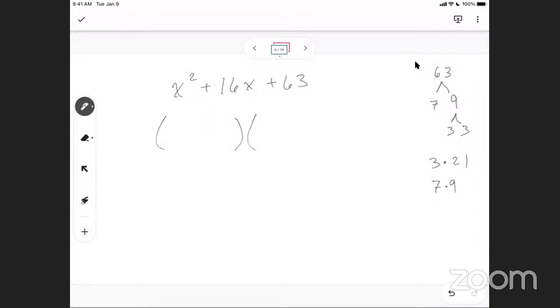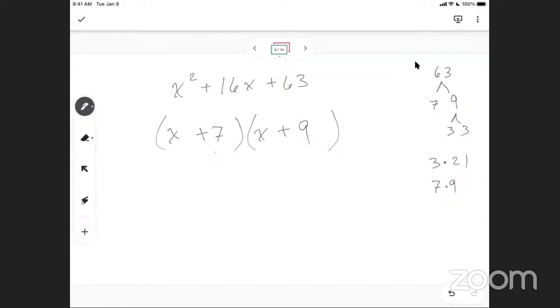Watch. Your first has to be, remember where your first comes from. It comes from there, right? So it has to be X and X. And what are your last going to be? Is it going to be 3 and 21 or 7 and 9? 7 and 9.